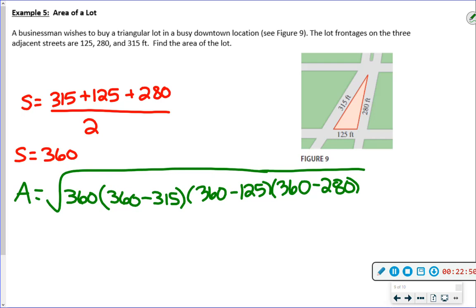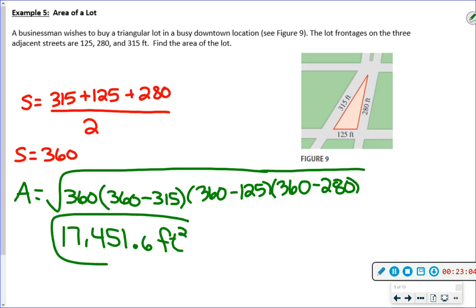17,000. You got it. 17,451. What? Round up. 0.6. Let's throw a label on it. We're in feet, so I'm going to say feet squared. Okay. So any questions typing that in the calculator? So much calculator work, my friends. So much calculator work.